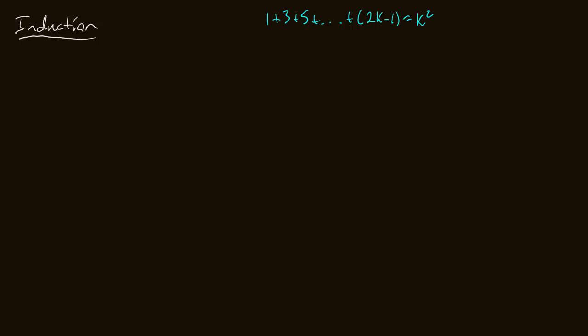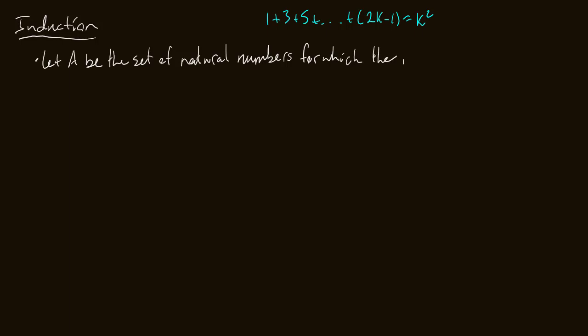Here's what we're going to do. First things first, we're going to let A be the set of natural numbers for which the result is true. The result being stuff like what I have written in blue. Now, currently, A is empty. We haven't shown that the result is true for anything. So naturally, the next step is to show that A is non-empty.